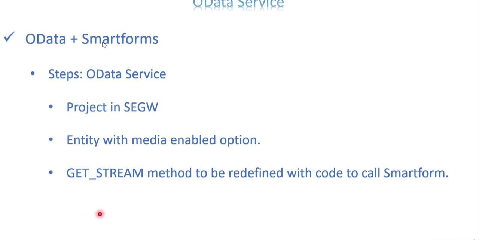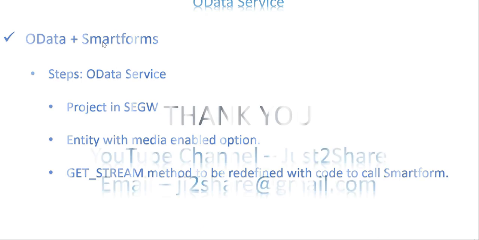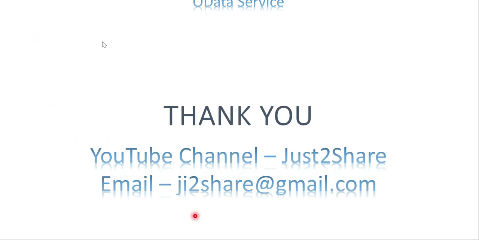So I'm going to use the get stream method to receive the PO request, and then I'm going to send the PDF, the Smartform PDF, back to the UI application. For that, I'm going to use a method called GET_STREAM. So that needs to be redefined.